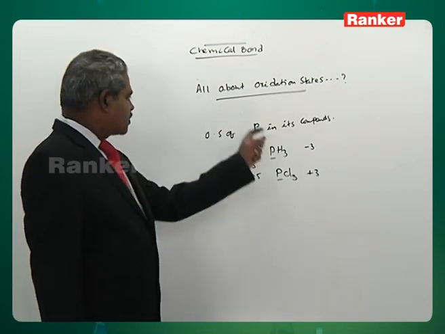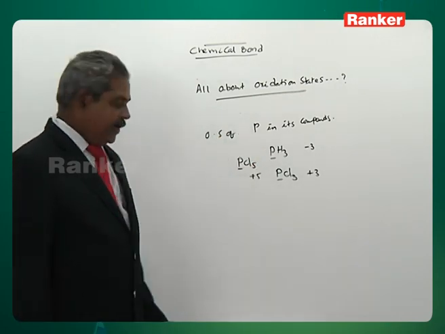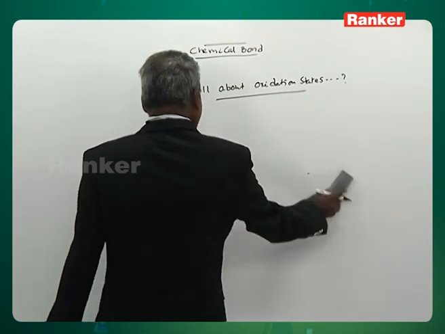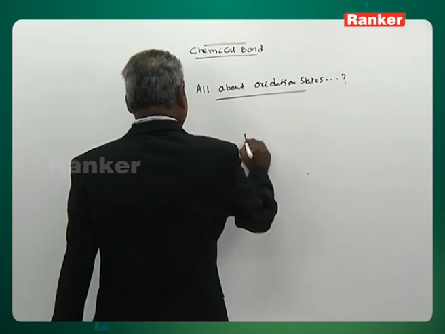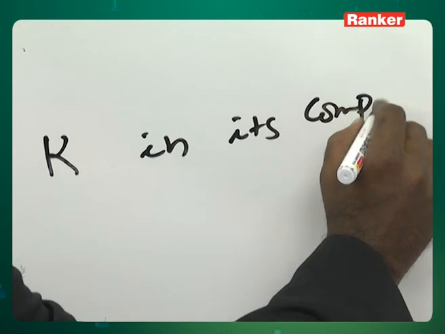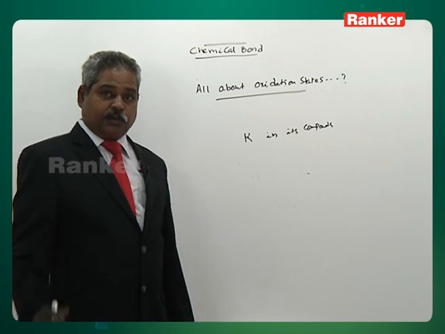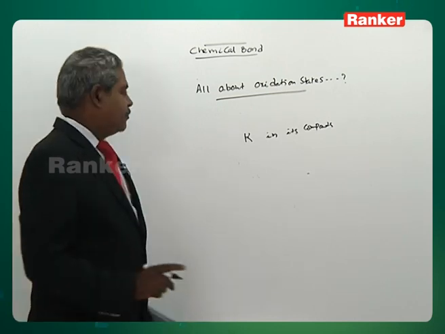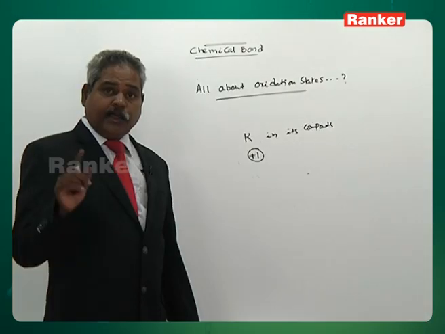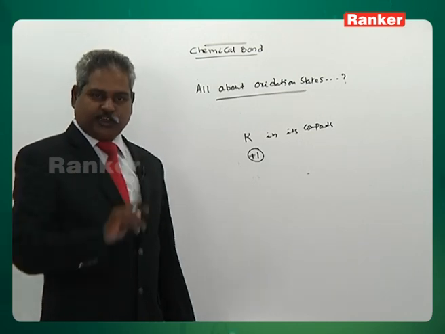Therefore, you just can't say. If I ask you what is the oxidation state of phosphorus, it varies. But what is the oxidation state of potassium in its compounds? Now, you need not say it varies or it depends on which compound it is, because in all compounds of potassium, potassium is always plus 1. So it is fixed. Some elements have fixed oxidation states, whereas some elements don't have fixed oxidation states.